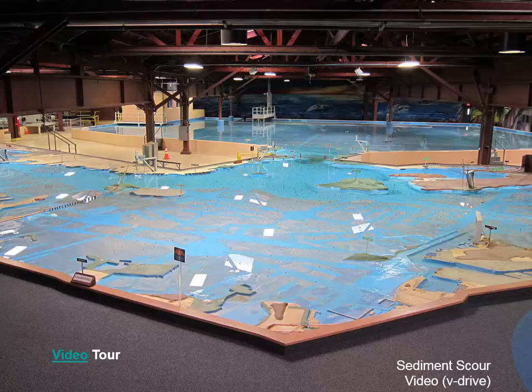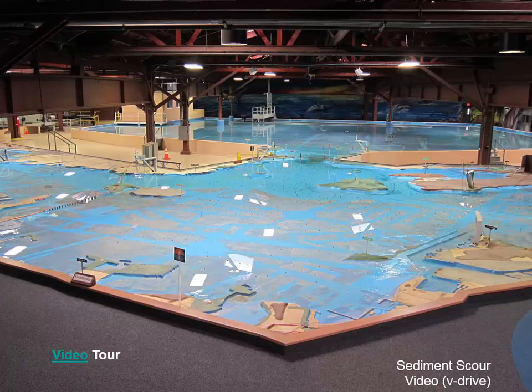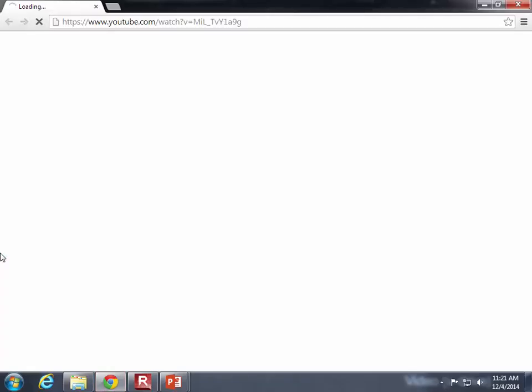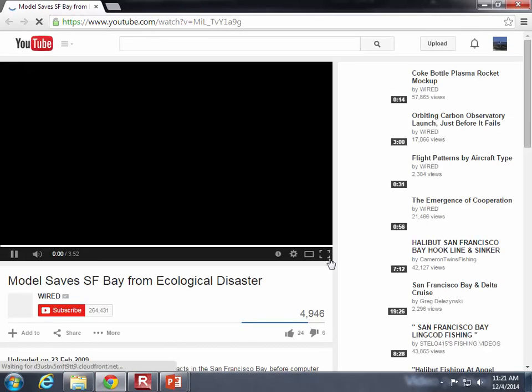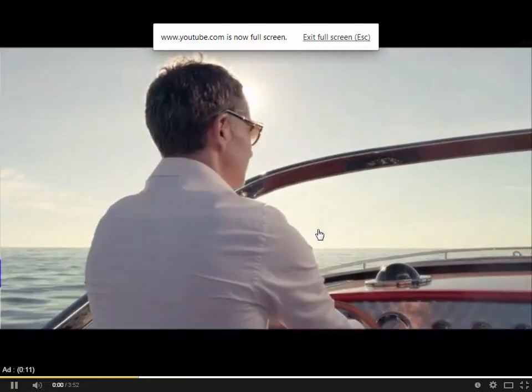The model itself, as it said on the previous slide, is 320 feet wide and 400 feet long. So that's larger than a football field, right? And so let's just watch a brief video tour of this to give you an idea of what can be accomplished with physical modeling and the interpretation of that physical modeling in the form of dimensional analysis. I'm going to watch a commercial first, I guess.